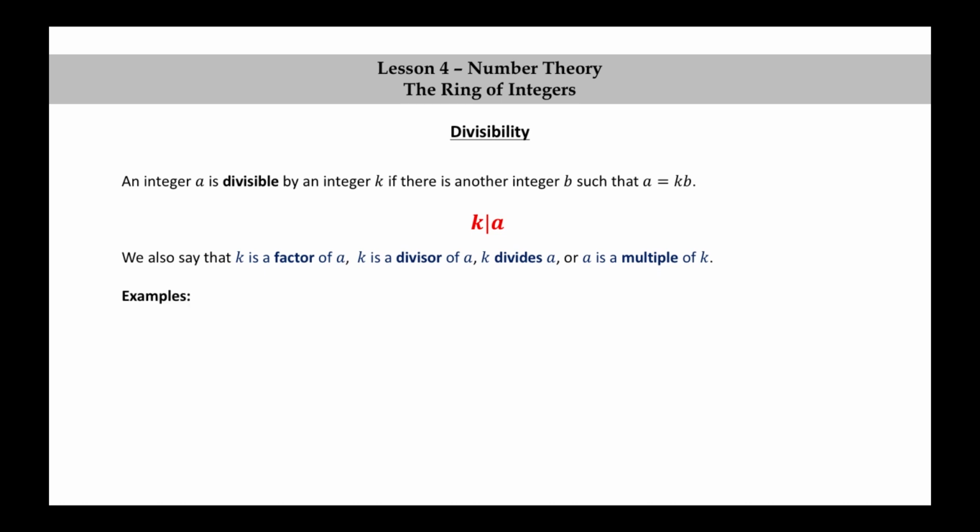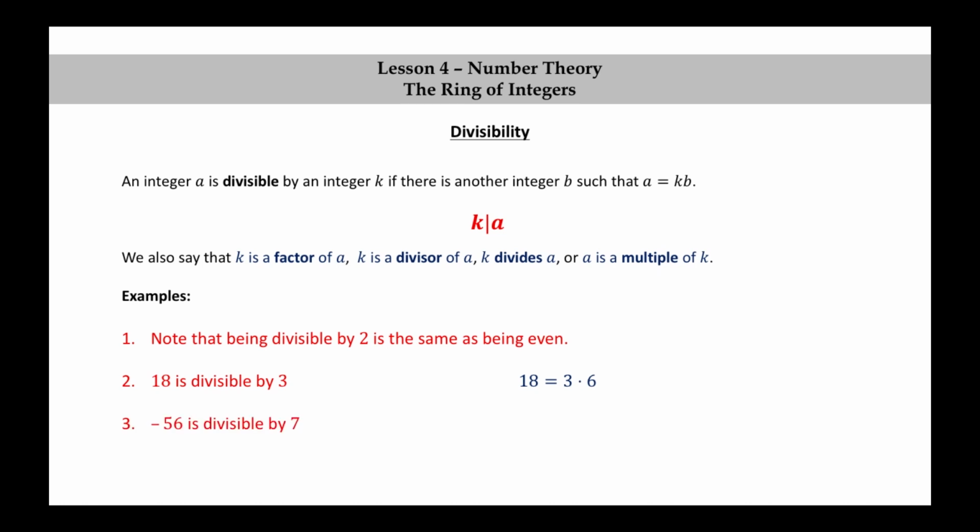Let's look at some examples. First, it's worth noting that being divisible by 2 is the same as being even. So this definition of divisibility generalizes the notion of even to other positive integers. 18 is divisible by 3 because 18 is 3 times the integer 6. Negative 56 is divisible by 7 because negative 56 is 7 times negative 8.